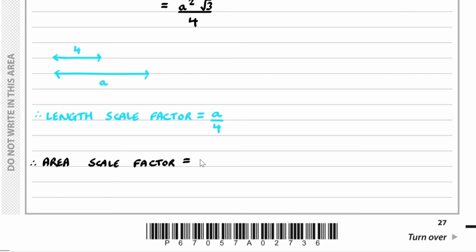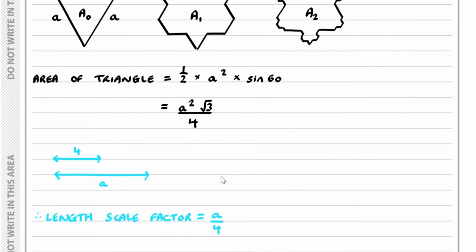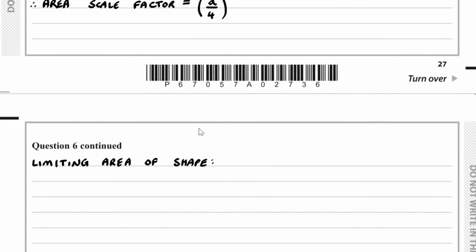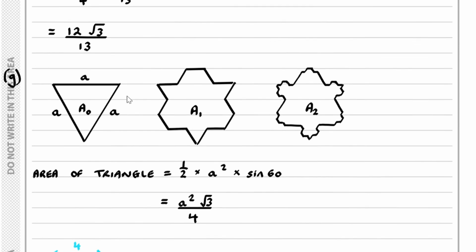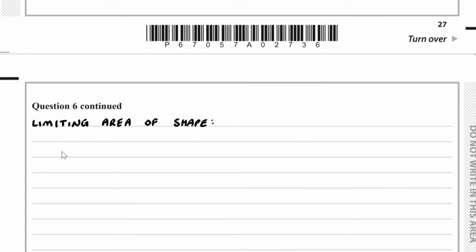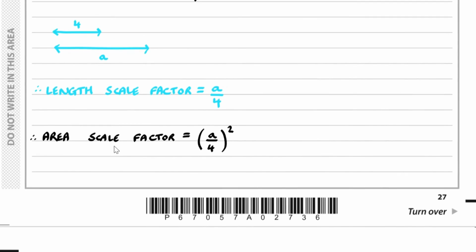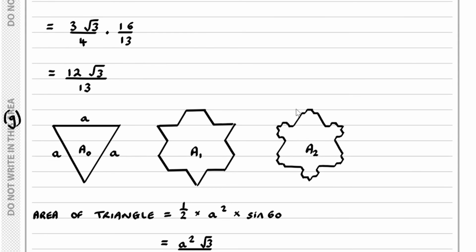the area scale factor will be A over 4 squared. So now we can find the limiting area of the shape. For the limiting area of the shape, we've got the area of the triangle, which we know is A squared times the square root of 3 over 4. And then we need to add on the limit of continuously adding on these trapeziums.